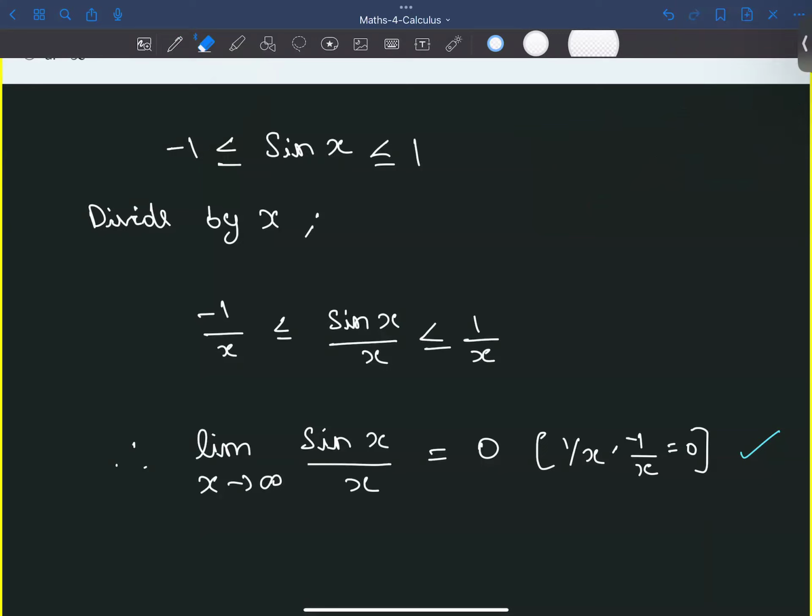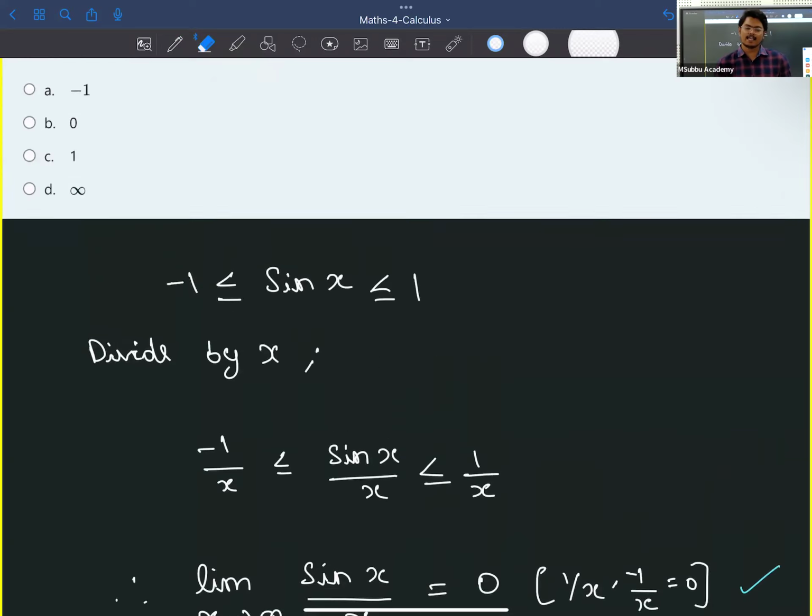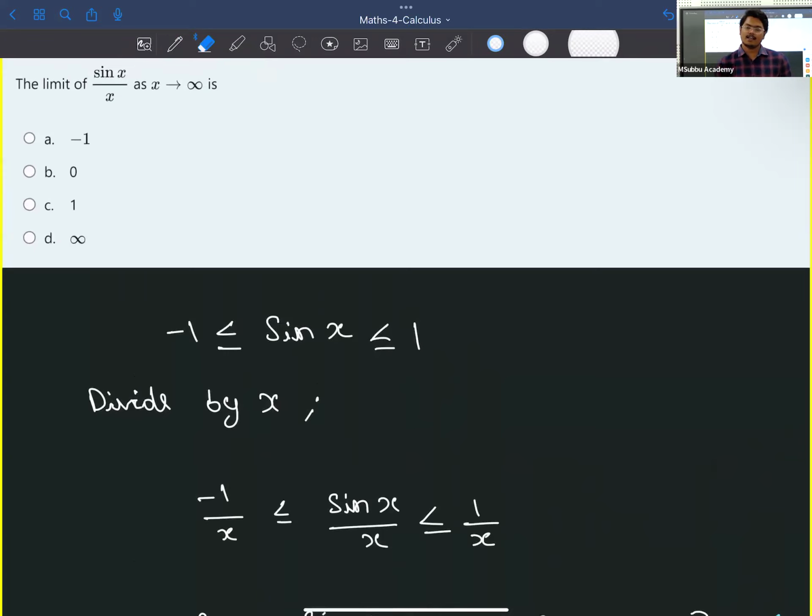Sir, tan function also varies between -1 to 1? No, tan function doesn't vary like that. Only sine and cos have ranges of -1 to 1. You said you just try for other trigonometric functions. Yeah, try also for other trigonometric functions, but see, each and every function has its different range.